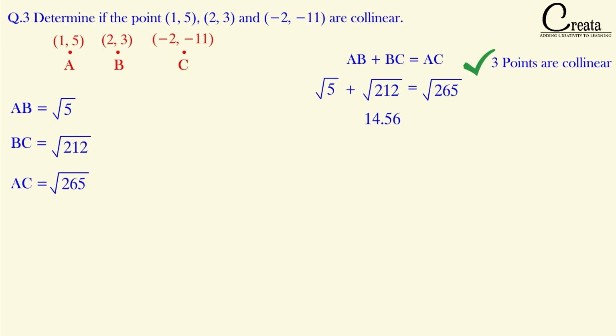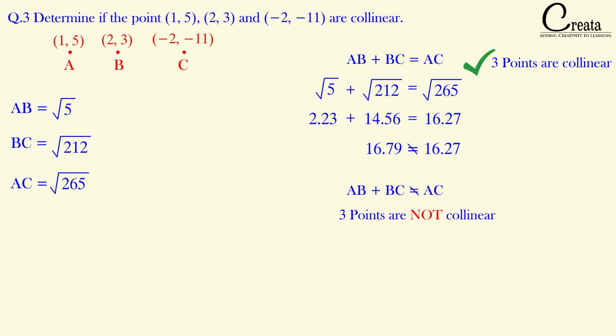Similarly, AC is root of 265 and 16 square is 256. So root of 265 will be slightly higher than 16. That will be 16.27. Further, 2 square is 4, so root 5 will be higher than 2. That is 2.23. So if you add AB plus BC, it comes out to be 16.79, which is greater than AC, that is 16.27. So we can say AB plus BC is not equal to AC. That is, these 3 points are not collinear.